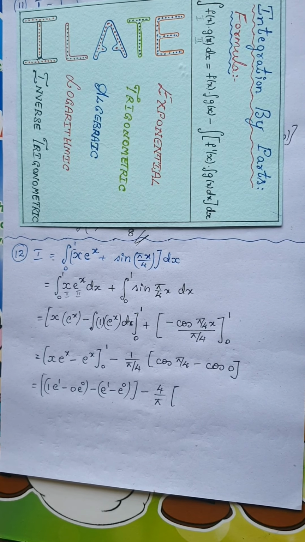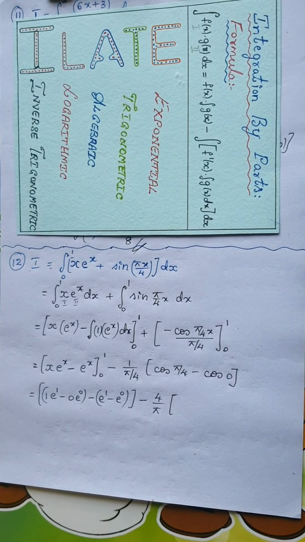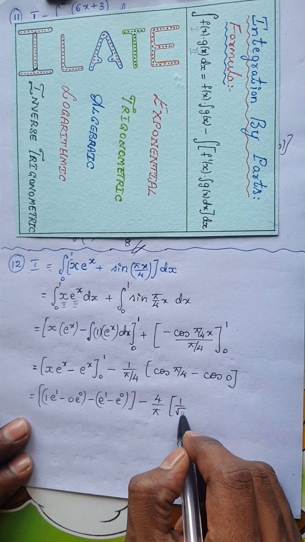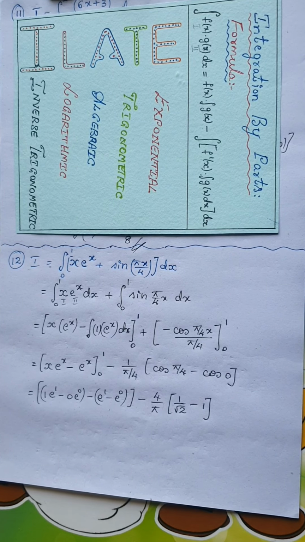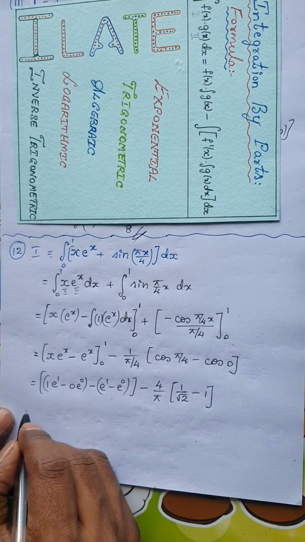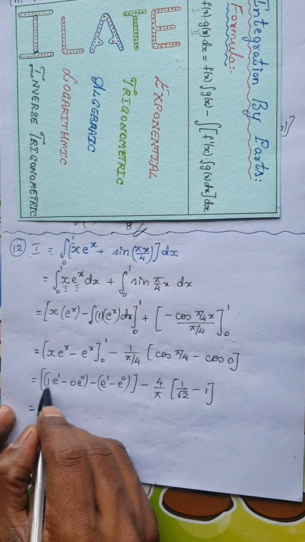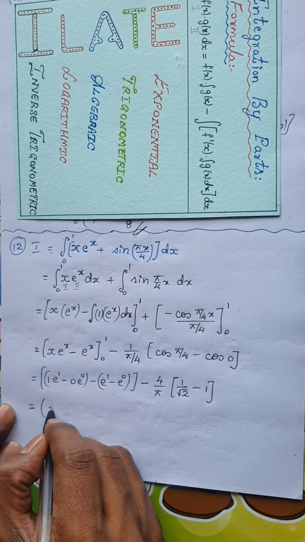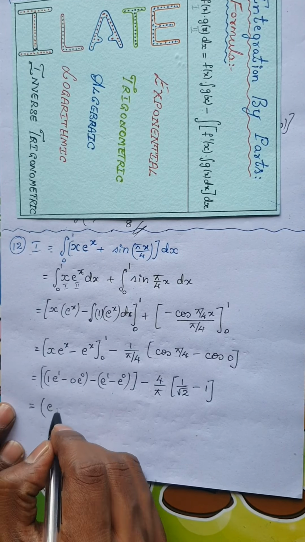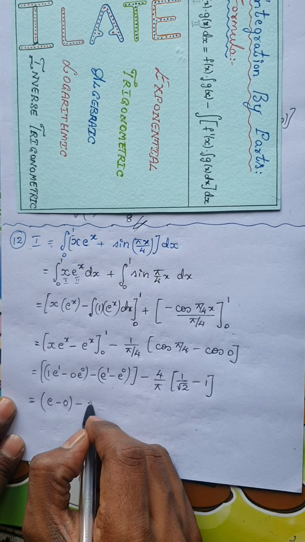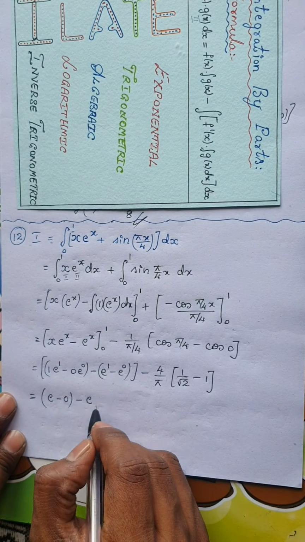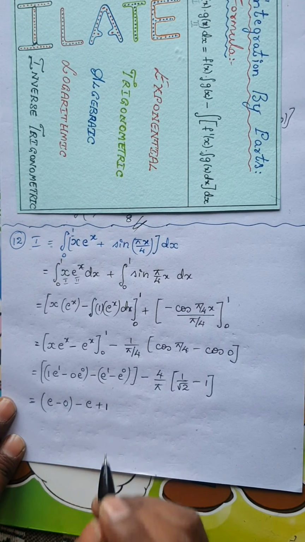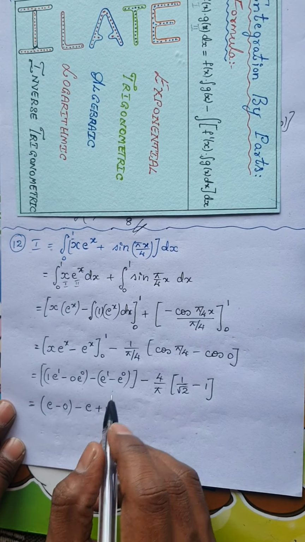45? Pi by 4 is nothing but cos 45, isn't it? So cos 45 is nothing but 1 divided by root 2, minus, what is cos 0? We all know cos 0 is nothing but 1. So let us see what happens here. 1 into e power 1 would be actually e as it is, minus this would be 0. Minus again e power 1, which is e, and minus of minus would be plus e power 0, which is 1. Is it clear?